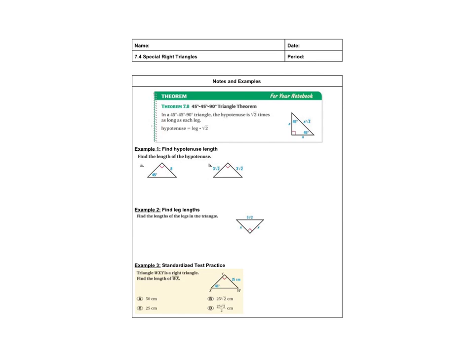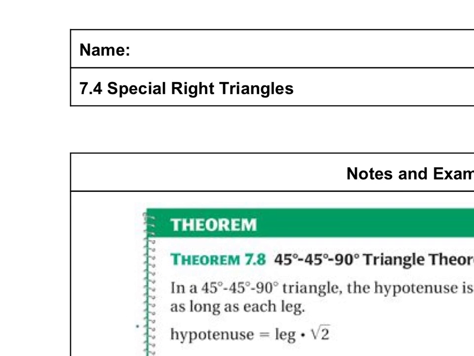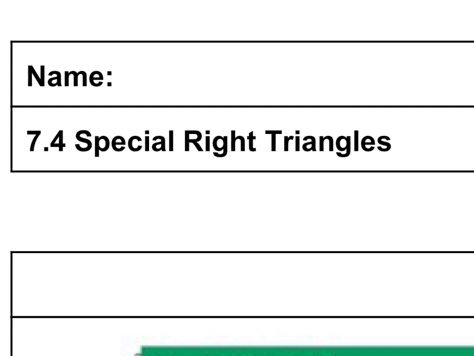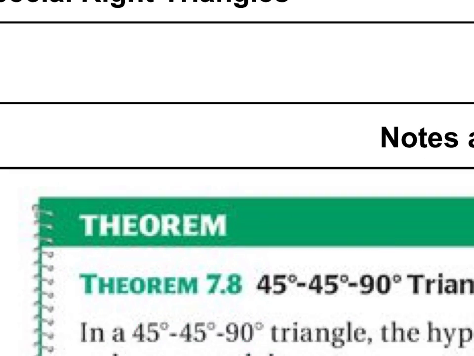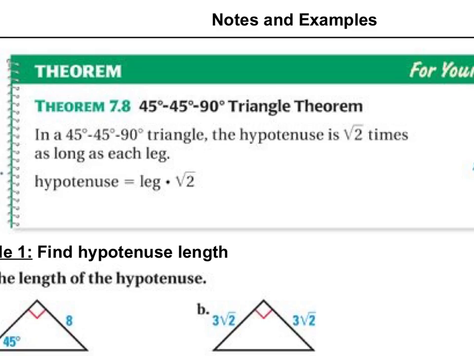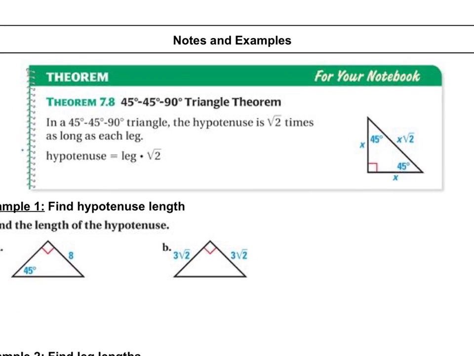Hey class, Mr. Houston here, back to talk to you about nothing other than right triangles. Today we're going to be talking about special right triangles and what properties hold true with those special right triangles. The first kind of special right triangle we're going to talk about is a 45-45-90.